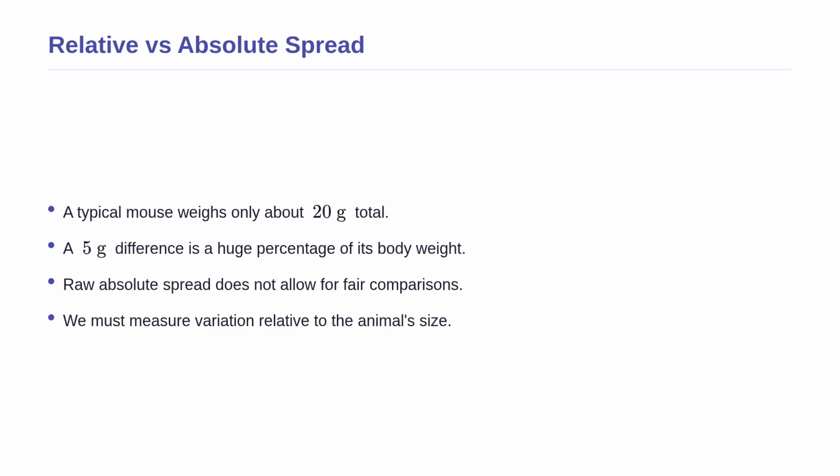Building on our animal example, let us look at the mouse. A typical field mouse only weighs about 20 grams, so a 5-gram difference in weight is a huge percentage of its entire body mass. This highlights a major flaw in basic statistics. To fairly compare the spread or variability of these two completely different groups, we cannot just look at the raw, absolute spread. We need a way to measure the variation relative to the typical size of the animals. We need a standardized metric, which leads us directly to the coefficient of variance.